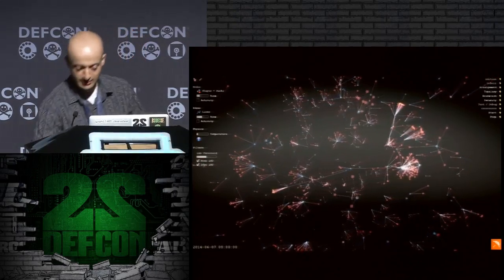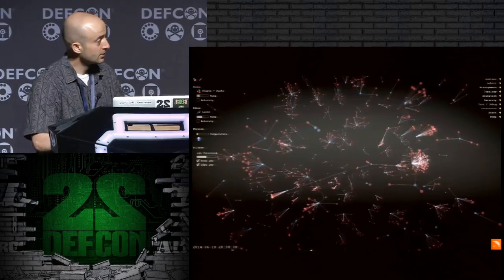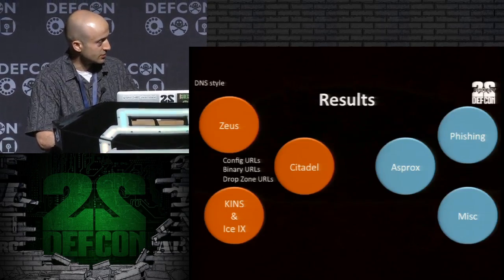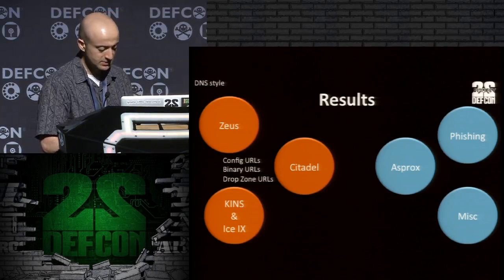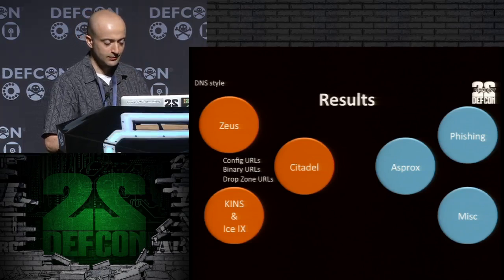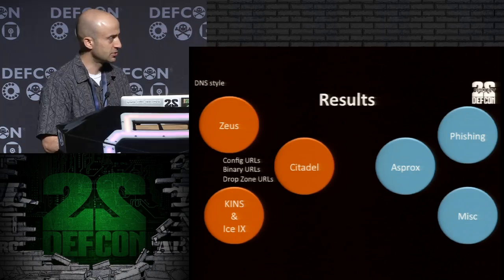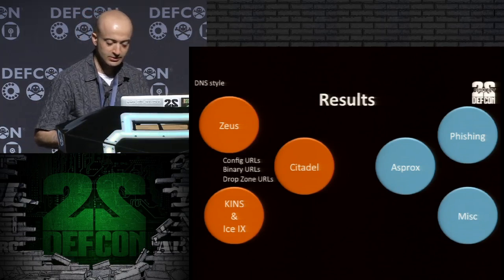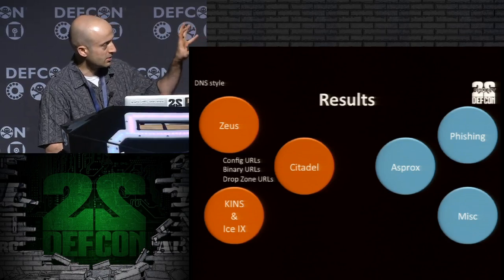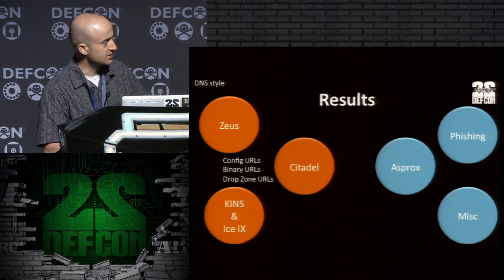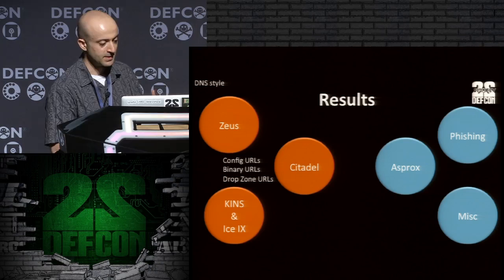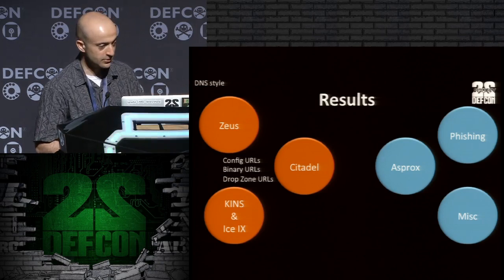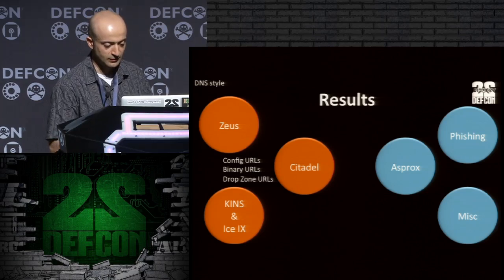All right, thank you, Thibault. Now, this investigation using visualization helped us basically confirm a few things. The next step is to figure out what these domains are used for. It's relatively easy to catch these domains, but we see here that they are multi-purpose. On the left you see they are used by Zeus, the generic variant, Citadel, Kins, and Ice9, delivering the 3 types of URLs. On the other side you have Asprox, which is a click fraud botnet, and also phishing and miscellaneous cases.